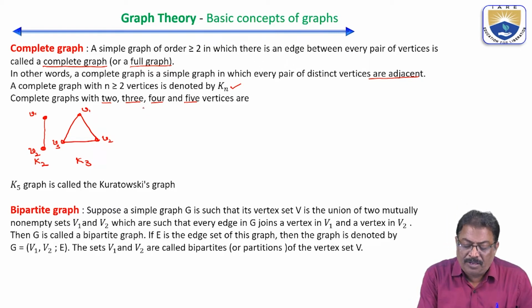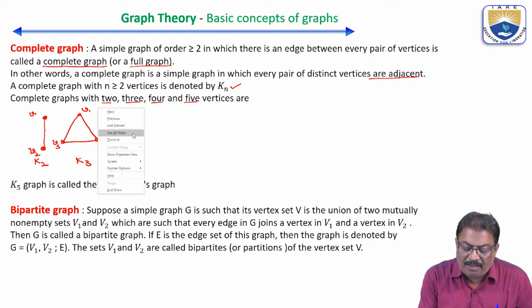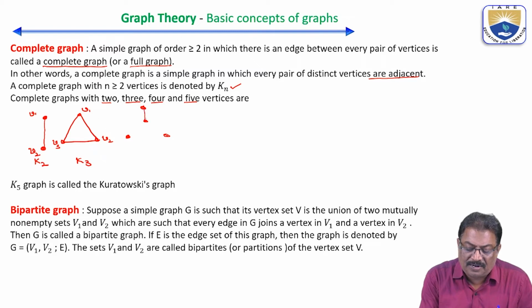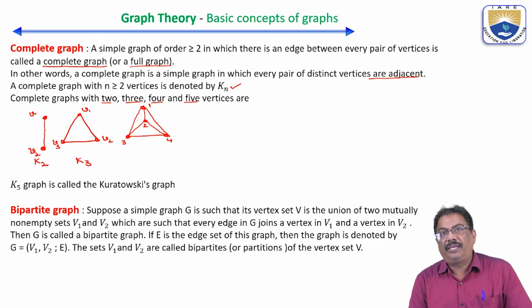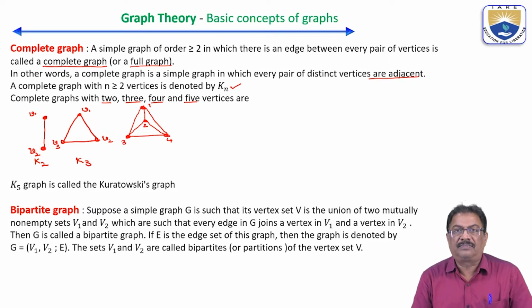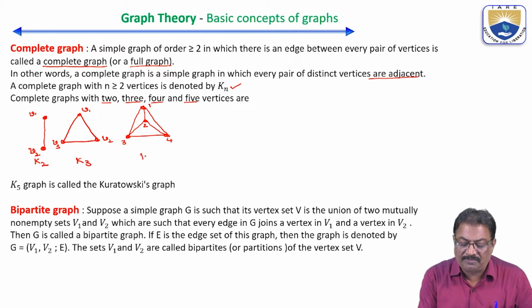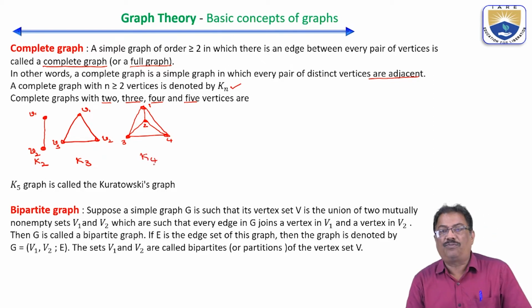Similarly, let us consider the complete graph with 4 vertices. This is one vertex, another vertex, another vertex. Between each two, one edge. Here this is V1, V2, V3, V4. For each and every pair of vertices, there is an edge. So, we consider this a complete graph with 4 vertices.